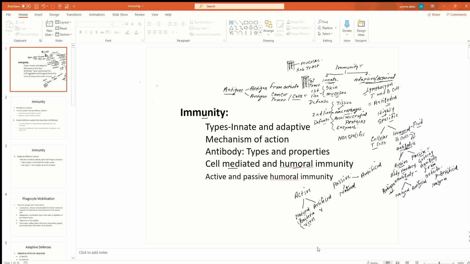Artificial, vaccine is a good example. We get the shot of vaccine. Vaccine is actually what? So the vaccine, we get the shot of vaccine. Vaccine is actually highly suppressed antigens. So highly suppressed or highly attenuated or highly inactivated antigens.